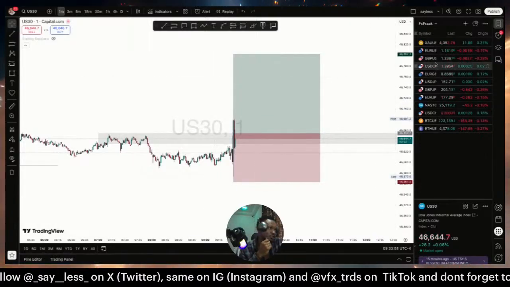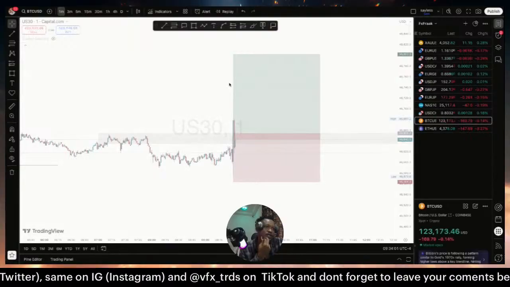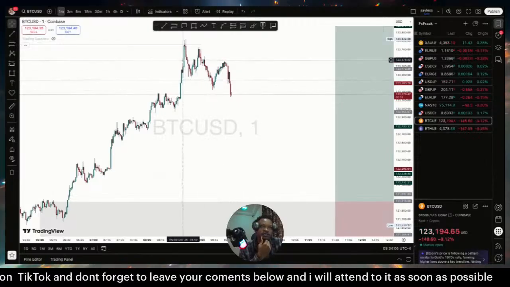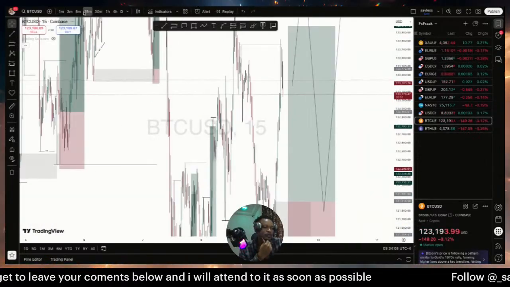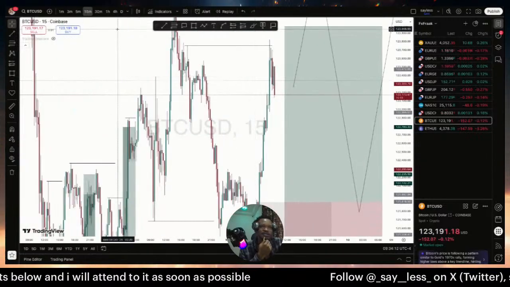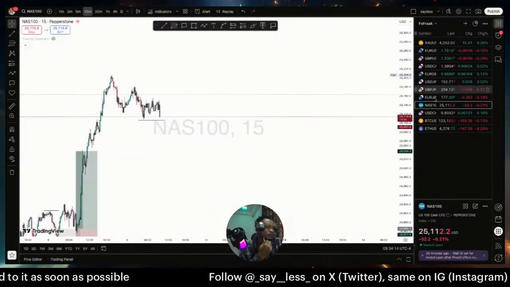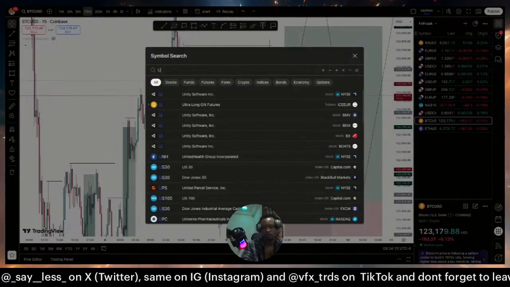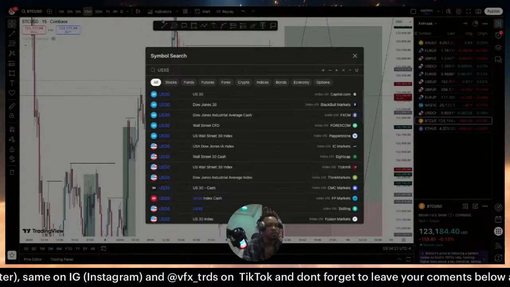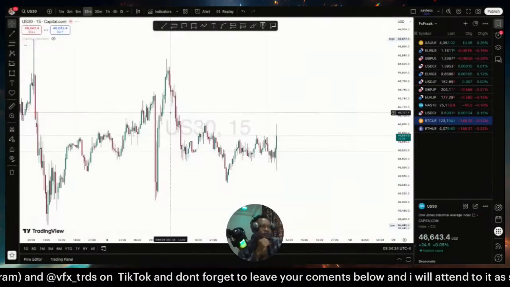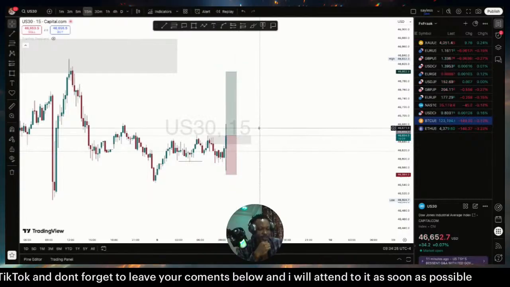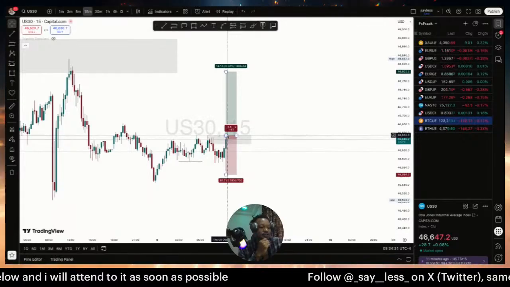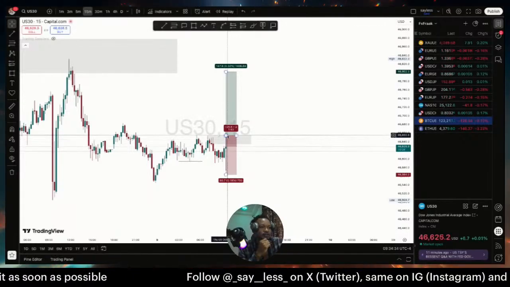What's going on with BTC? I'm currently trying to manage this trade. So Bitcoin, nothing has changed if you ask me. US 30. This is the one I am concerned with right now because this is the trade I'm currently in, and as you can see, I'm currently in a drawdown. So trying to see if I can manage it squarely.